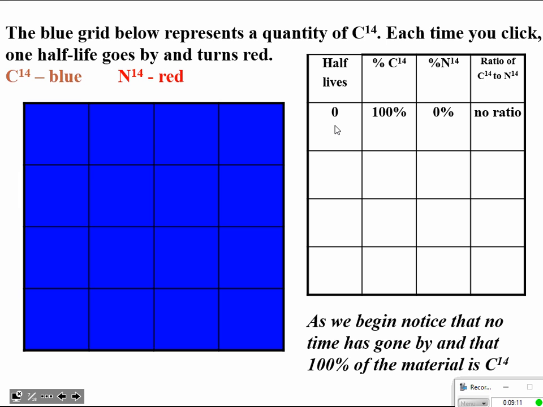Now, as I'm looking here, I can see that I have 4 times 4, so I have 16 boxes there. In order for my first half-life to occur, I'm going to take half those boxes and convert them from blue to red. Boom.